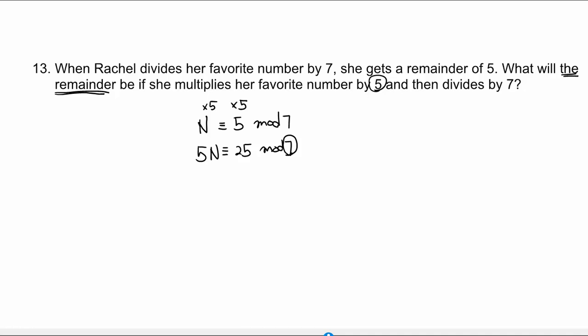So when you take over here minus 7, minus 7, minus 7, maybe 3 times 7 is 21, you can take off 21 without changing this modular number. So 3 times 7 is 21. Take off how much? 4 mod 7. So the remainder is 4. Okay, now let's go to the next one.